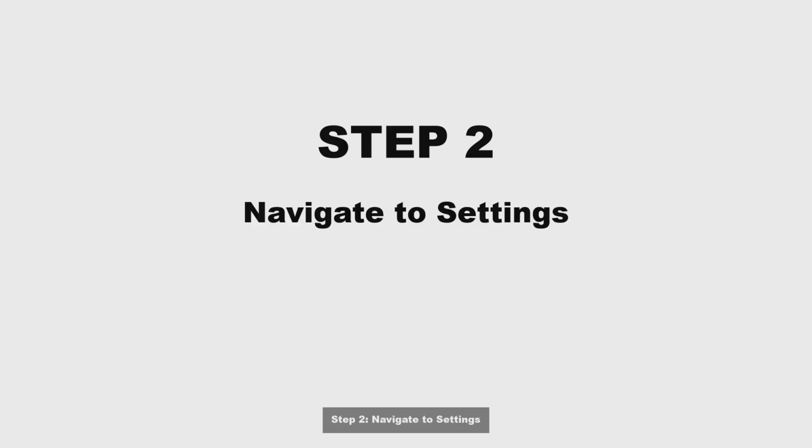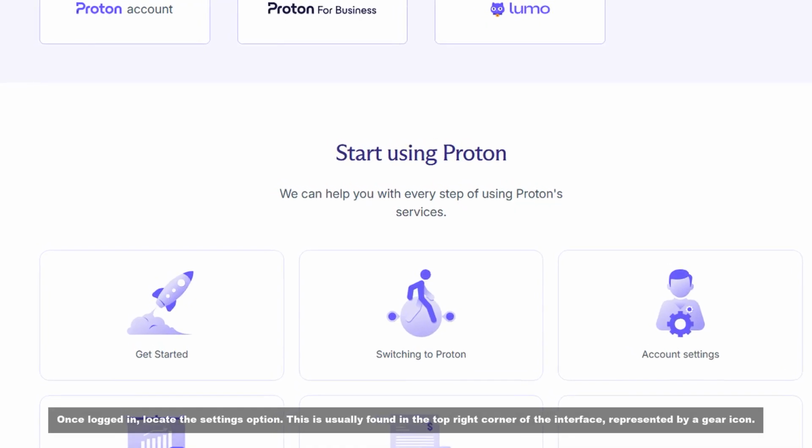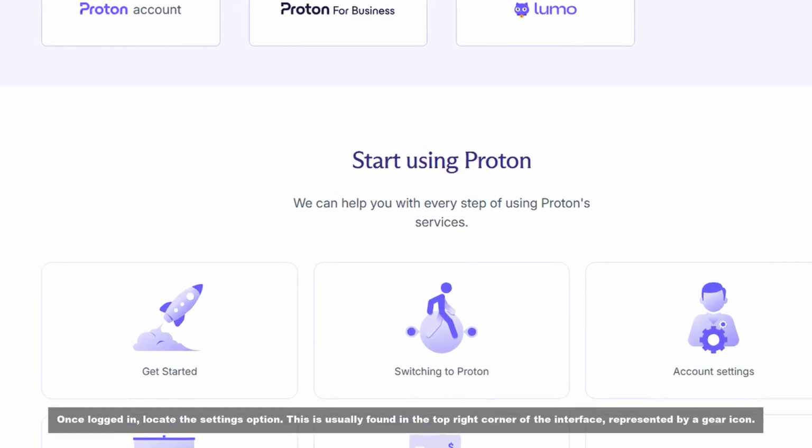Step 2. Navigate to Settings. Once logged in, locate the Settings option. This is usually found in the top right corner of the interface, represented by a gear icon.